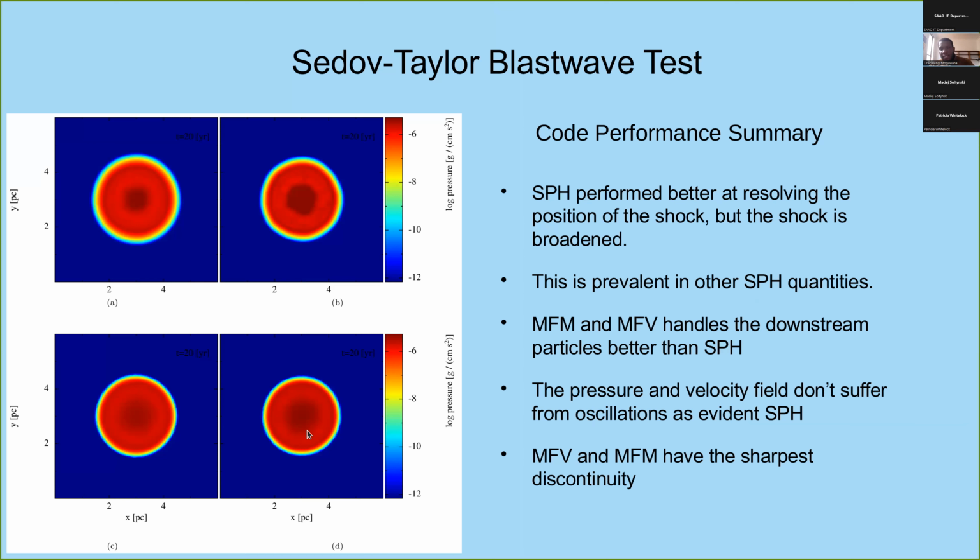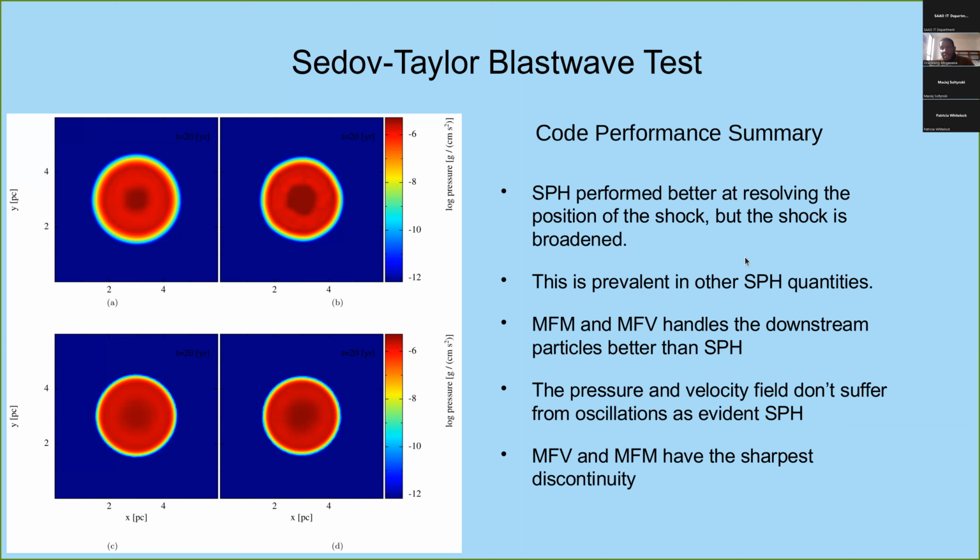So in this testing, what we have found out is that SPH is better at resolving shocks at the position of the shock. MFM and MFV are slightly a little bit off, around 0.01 parsec off if the conversion is right. Well, no, 0.01 code units or so, and then this is prevalent in other SPH quantities.